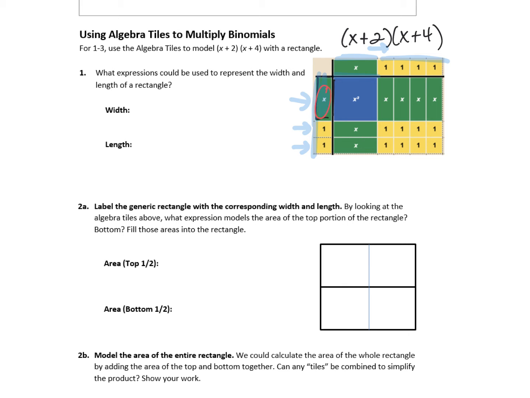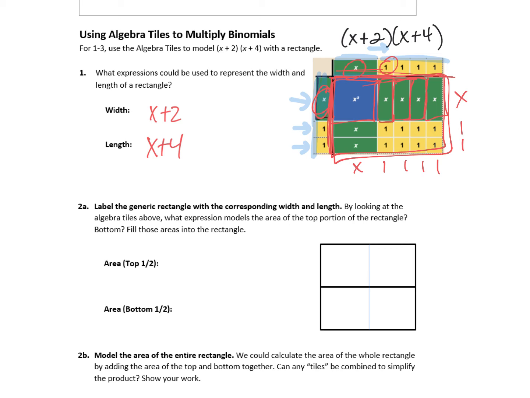So if I do x times x, that gives me x squared. That would give me an x squared tile. If I did x times 1, that would give me an x tile. X times 1 would give me another x tile, and so forth. The whole area is everything inside of here. It says, what expressions could be used to represent the width and the length? Well, the width here is x plus 2. The length is x plus 4. You can see that going across: x plus 1, 2, 3, 4, and then x plus 2. So those are the expressions.